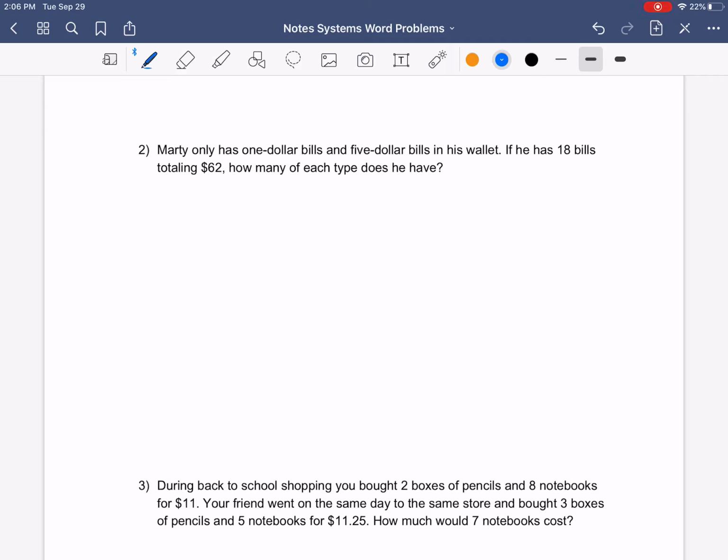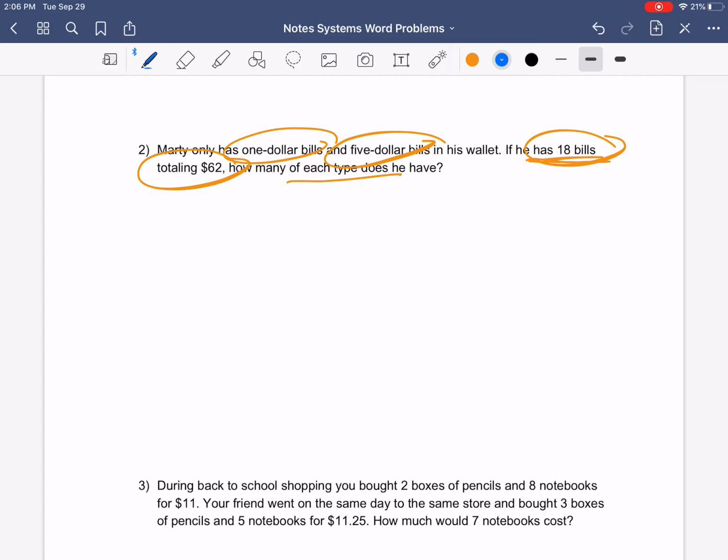It says Marty has only $1 bills and $5 bills in his wallet. If he has 18 bills totaling $62, how many of each type does he have? So we know that he has $1 bills and $5 bills. He has 18 bills totaling $62. How many of each type does he have? So we have to find both types. Okay, so first, I read through my problem, I identified some important information, and now I'm going to define my variables.